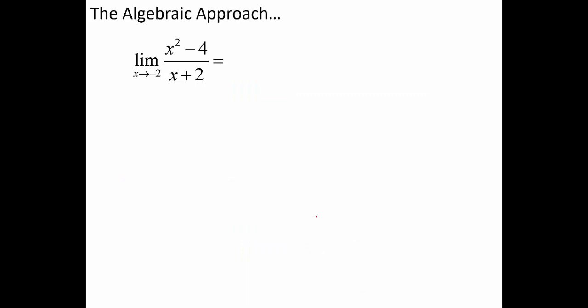So when you're evaluating a limit and you get 0 over 0, you always want to start with that algebraic approach, which is what I'm about to show you. If the algebraic approach doesn't work, then that's when we fall back to graphs and tables, because that's the best we can do. But the algebraic approach is always going to be the best option.